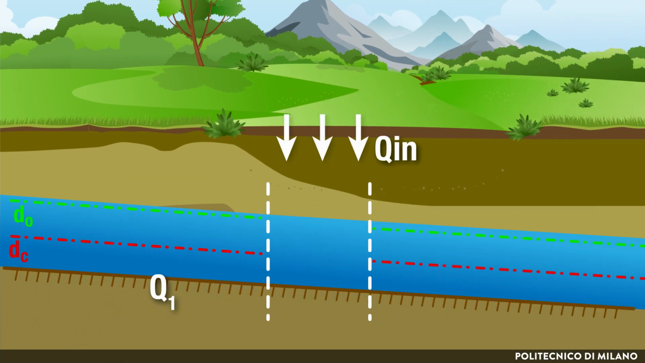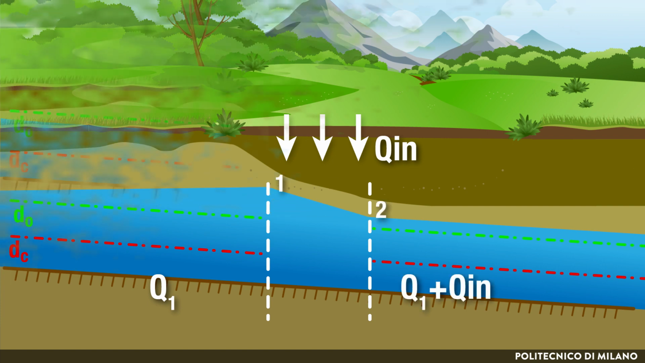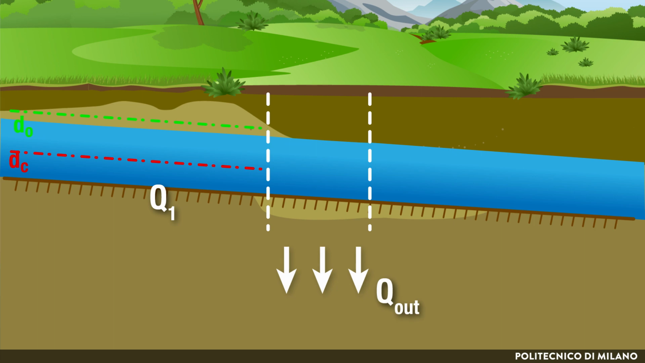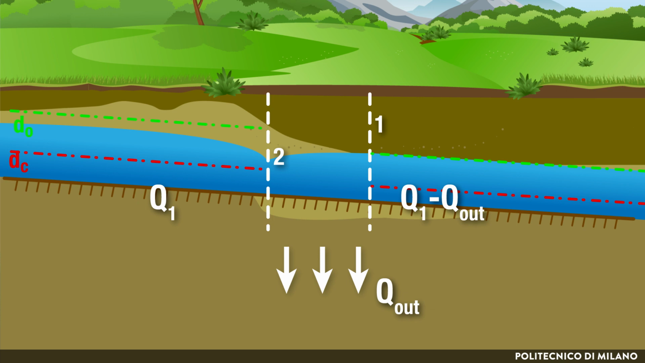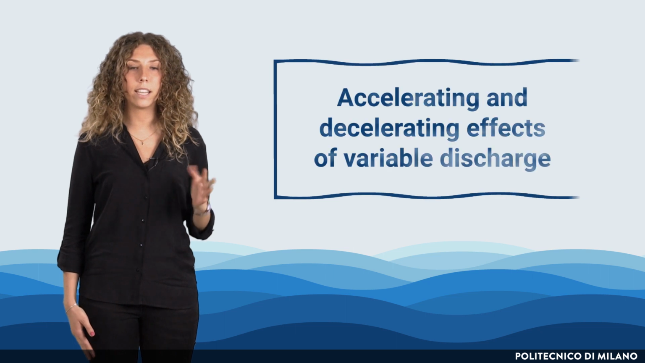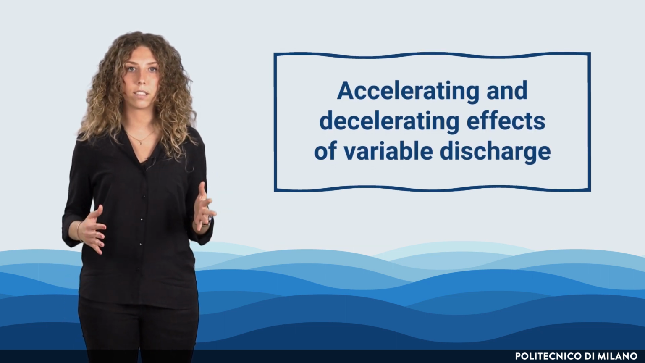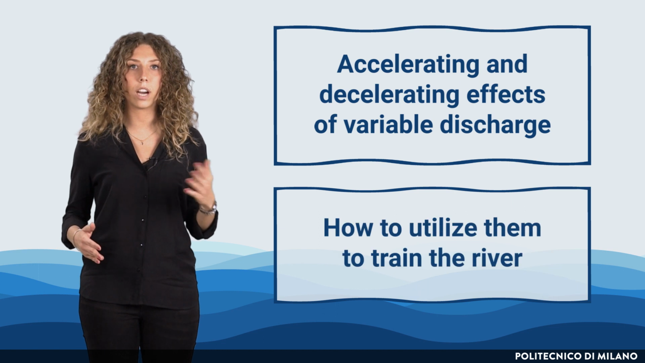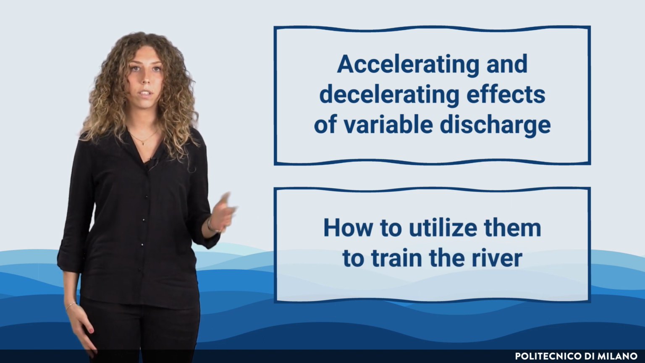When we know in advance the amount of incoming discharge, we can estimate the change in water depth. On the other hand, when we deal with outgoing discharges, the water level in the main channel undergoes a sharp variation. In this case, we do not know the amount of outgoing discharge, but we will learn the techniques to deal with such cases. In addition to those topics, we will develop an understanding of accelerating and decelerating effects of variable discharge and learn how to utilize them to train the river.